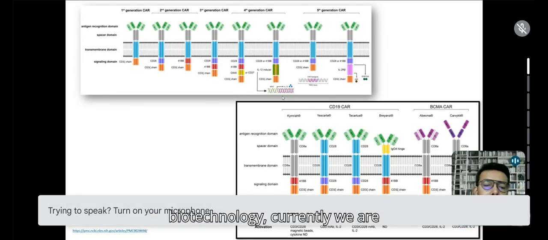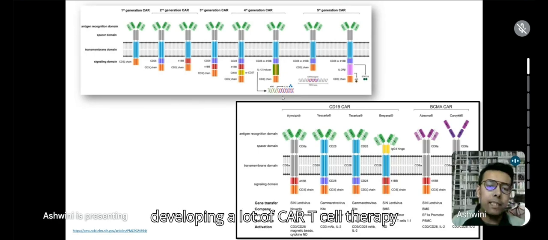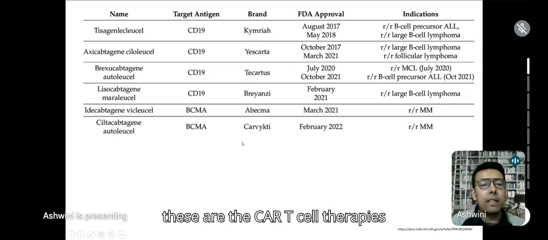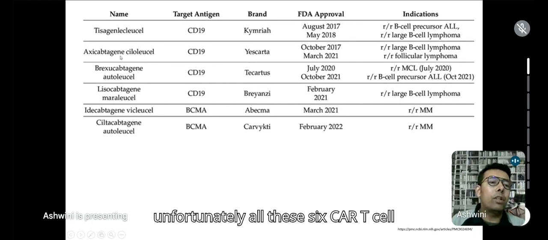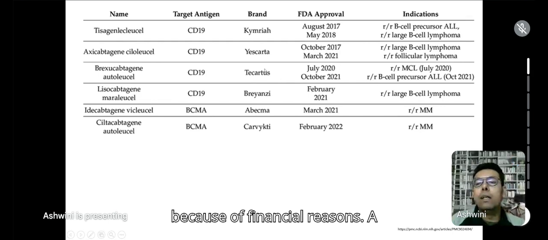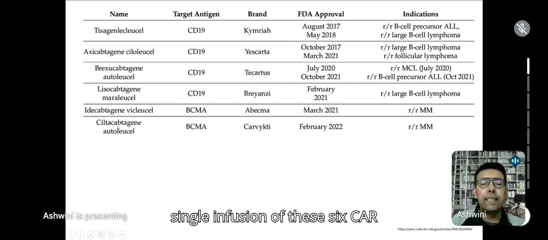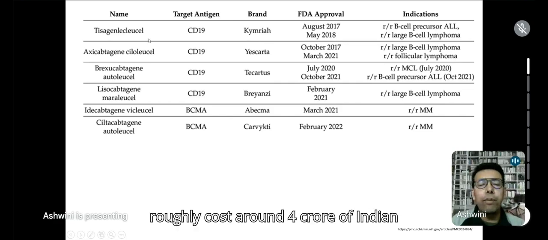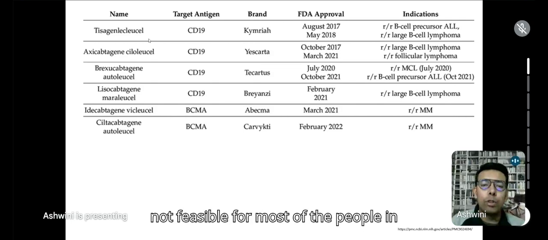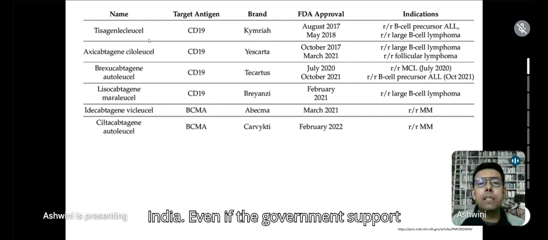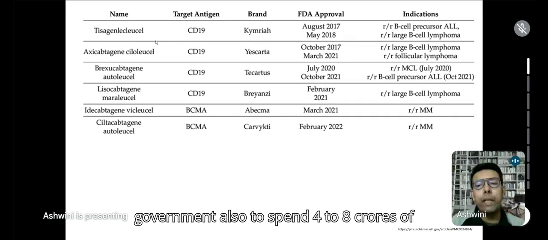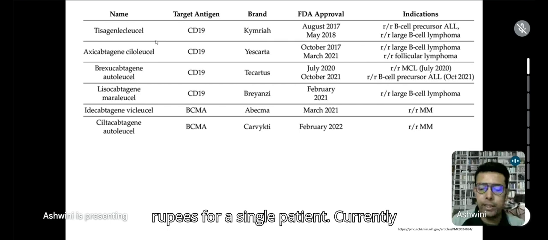But again, with the advancement of biotechnology, currently we are developing a lot of CAR T cell therapy for solid tumors as well. These are the CAR T cell therapies currently in use in clinic. But unfortunately, all these 6 CAR T cell therapies are not present in India because of financial reasons. A single infusion of any of these 6 CAR T cell therapies will roughly cost around 4 crore of Indian rupees, which is practically not feasible for most of the people in India. Even if the government supports through different government schemes, it won't be possible for the government also to spend 4 to 8 crores of rupees for a single patient.